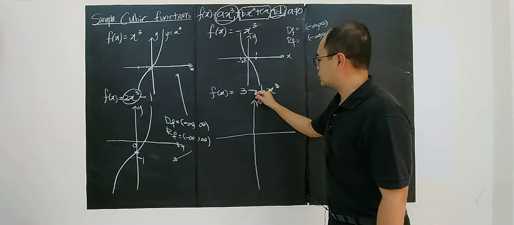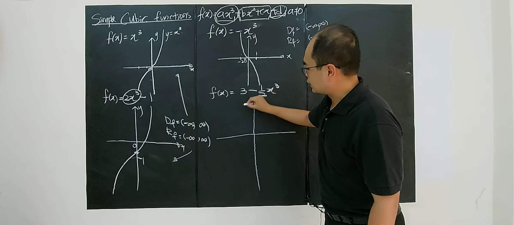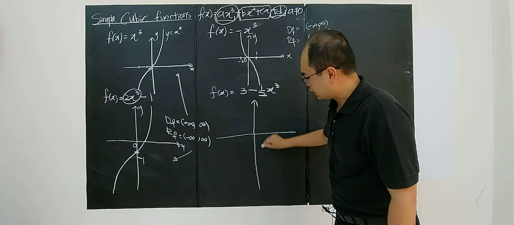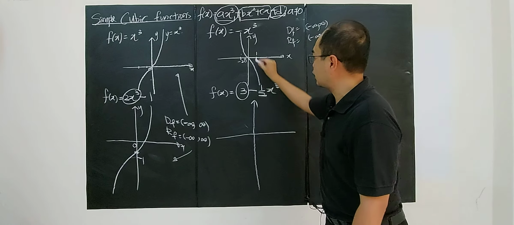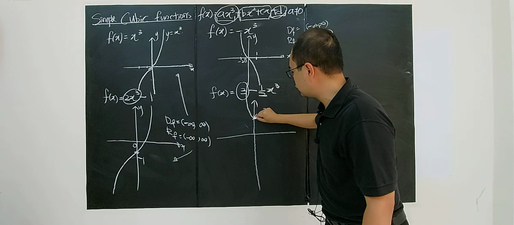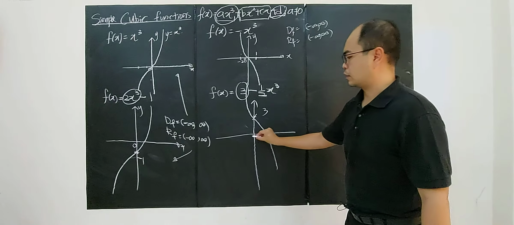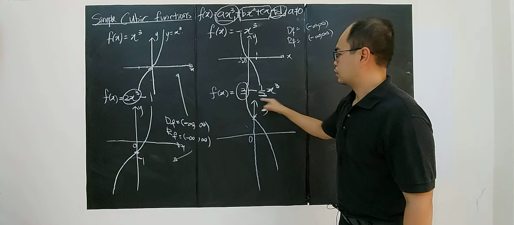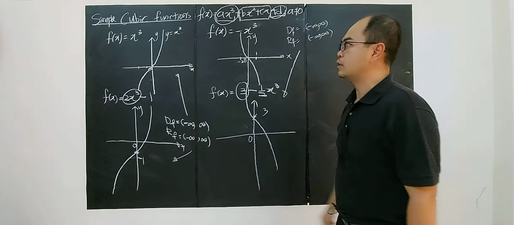So when you see there is a negative here, no matter what number it is, we know the graph will be going this way. Because of the positive 3 here, the graph will be going up 3. This is the graph for this function here. The domain and the range will be the same.